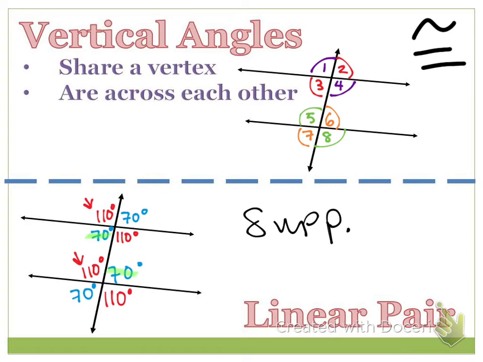What do you notice about the alternate interior? You got 70 and 70, 110 and 110. They are congruent. They're not vertical, they're congruent. And then what about alternate exterior? You got 110 and 110. You got 70 and 70.